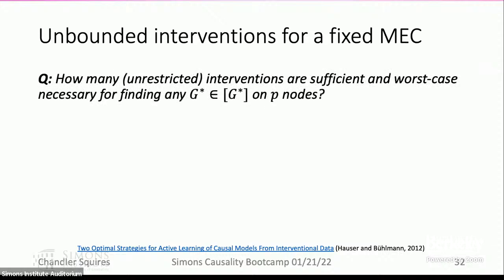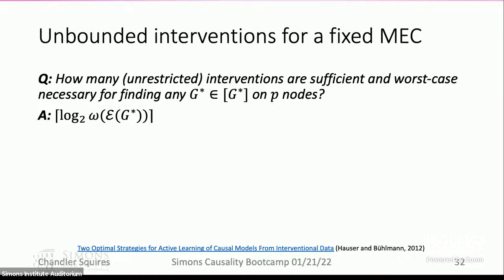Okay, so now we get back to our question that motivated all of this technical material, which is how many unrestricted size interventions are going to be sufficient and in the worst case necessary for determining the true graph out of some Markov equivalence class. And the answer now, instead of depending on the number of nodes, is going to depend on the clique number of the essential graph.